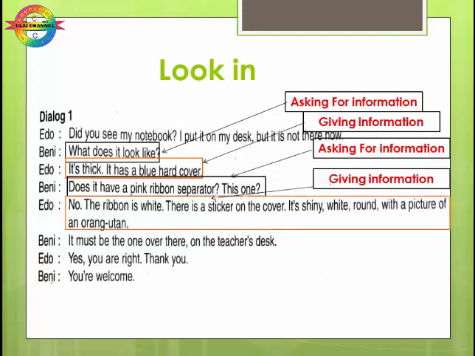No, the ribbon is white. There's a sticker on the cover. It's shiny, white, round, with a picture of an orangutan. So this is the expression of how to give and ask for information using descriptive text.